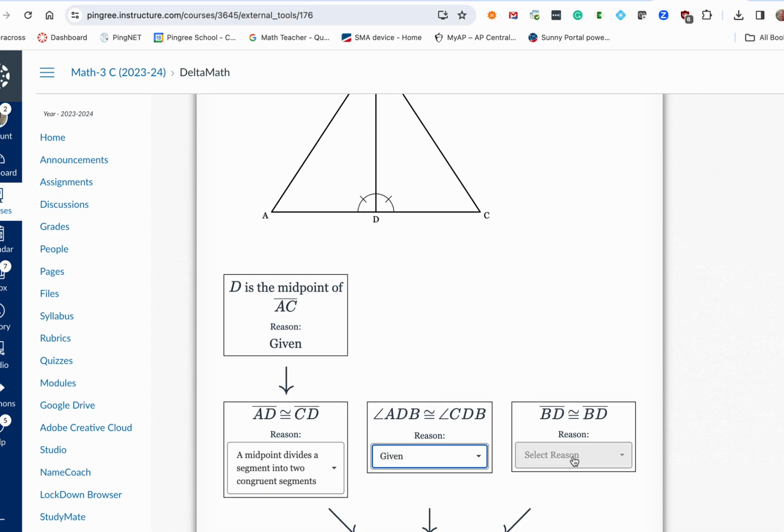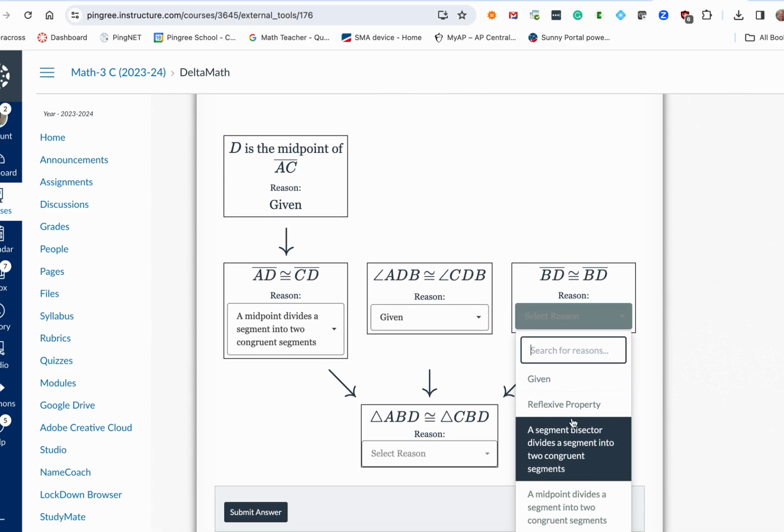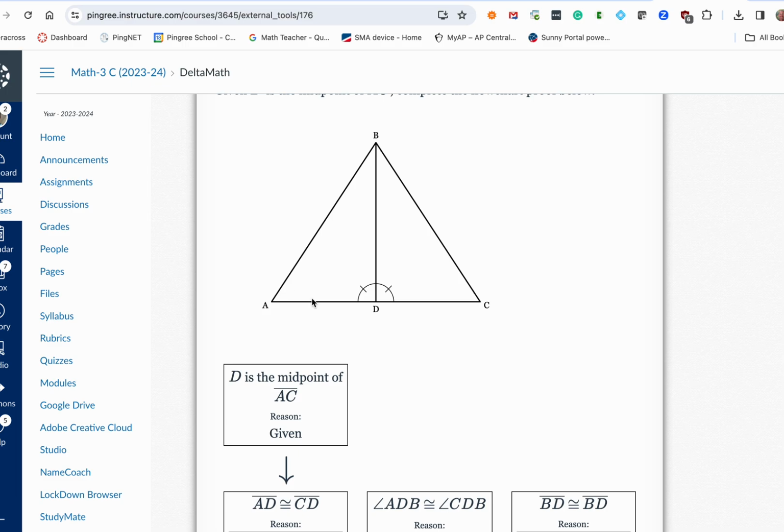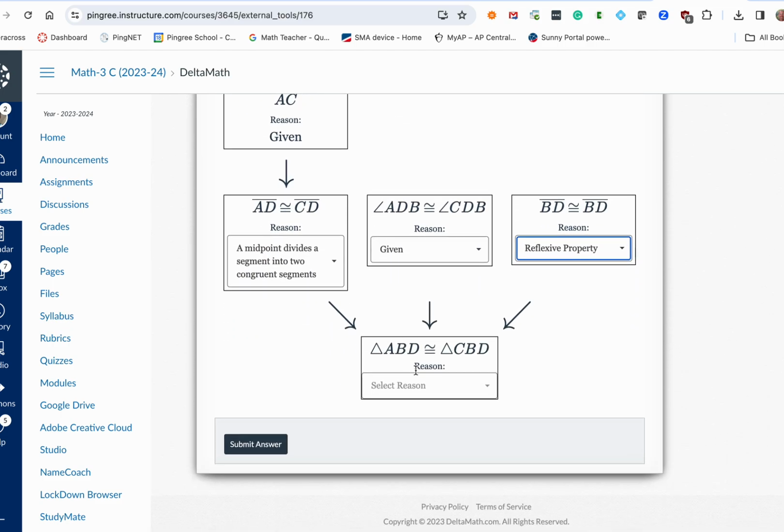Okay, and this one is congruent to itself. We know this, that's reflexive. So what's the reason? If this is side, angle, and side, that's side because of the midpoint, angle, and side because of the reflexive. So side, angle, side, and again, we're good.